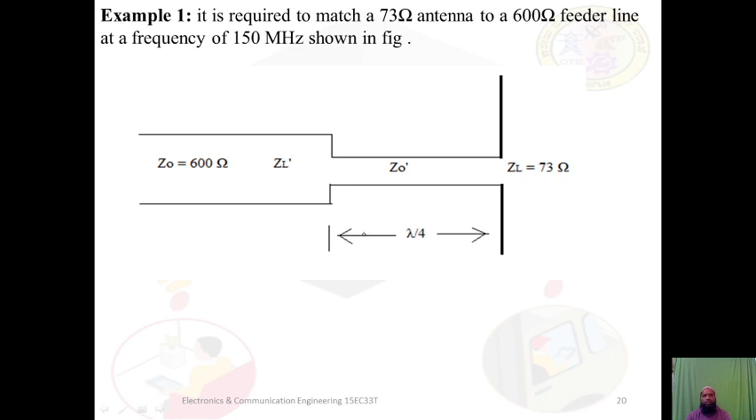It is required to match a 73 ohm antenna, that is ZL is 73 ohm, to a 600 ohm feeder line, the feeder that connects the antenna, at a frequency of 150 MHz. So we have to calculate. Here the formula is Z0 dash is equal to under root Z0 ZL. This is the quarter wave transformer line.